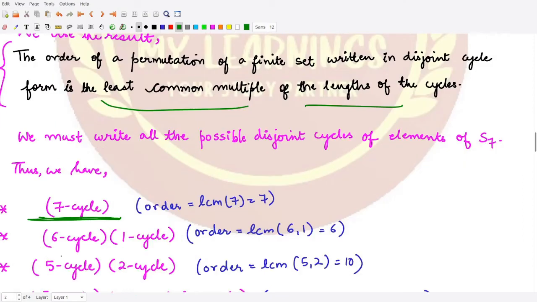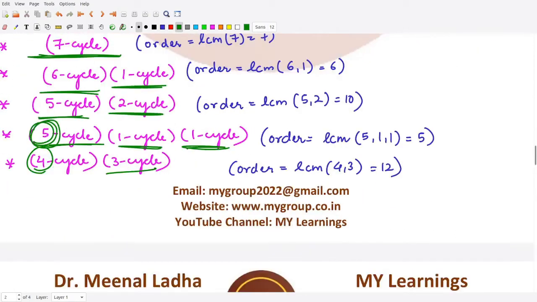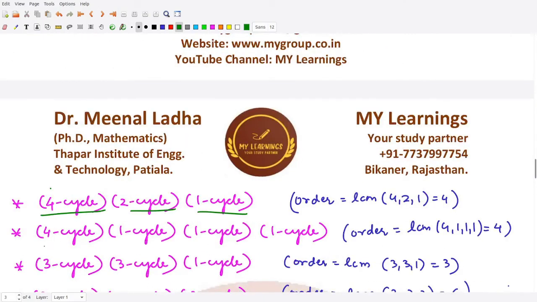We can make a 6 cycle and a 1 cycle so that we have a complete cycle. Then we can make a 5 cycle and a 2 cycle. Then a 5 cycle, 1 cycle and 1 cycle, so that we have a total of 7, and the greater digit is written first. Then we have a 4 cycle and a 3 cycle. Then a 4 cycle, 2 cycle and 1 cycle. So they sum up to give you 7 in total. Then a 4 cycle, 1 cycle, 1 cycle and 1 cycle, so that 4 plus 1 plus 1 plus 1 is 7. Then 3 cycle, 3 cycle, 1 cycle.